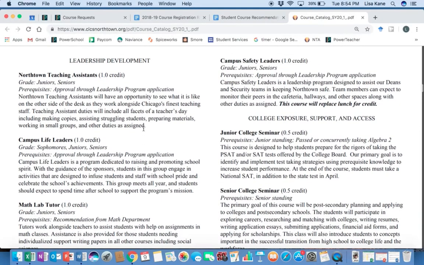You'll also see your leadership options within the course catalog. You need to apply for this before spring break, and you may see within your recommendations whether or not you're accepted into this program or not. You can only apply and register to do these classes if you applied for it beforehand.